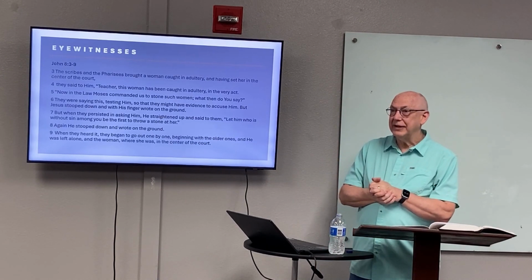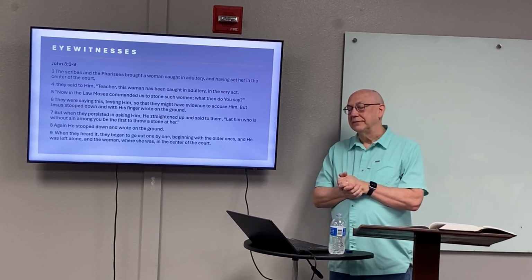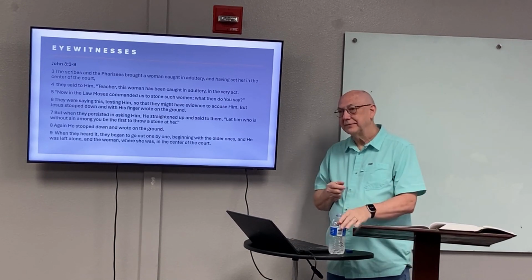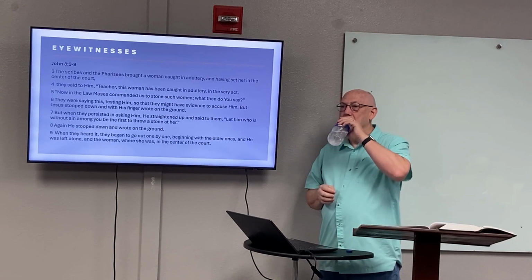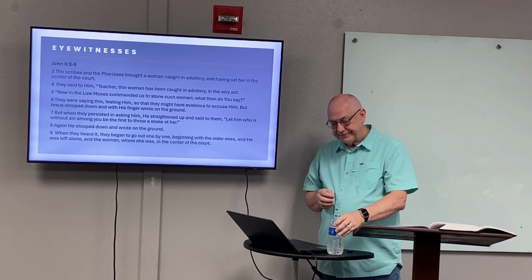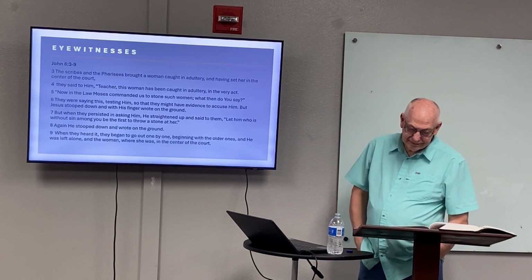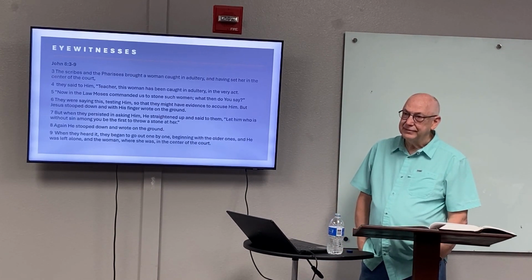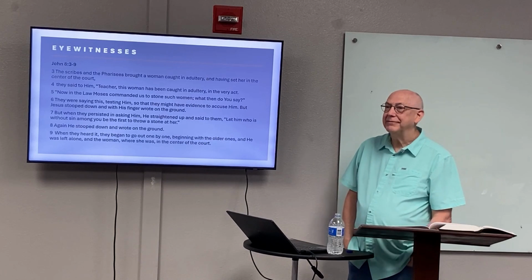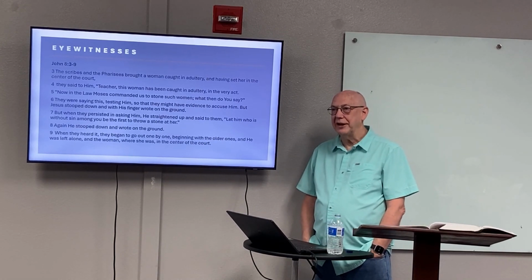So in my study notes here, it says how they were going to trick him. If he said she should not be stoned, then they could accuse him of violating Moses' law. But if he urged them to stone her, they could report him to the Romans, who did not permit Jews to carry out their own executions. Right. Yep. So it was a catch-22 because Romans did not allow execution.